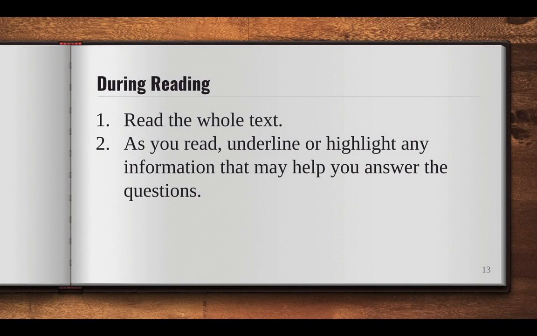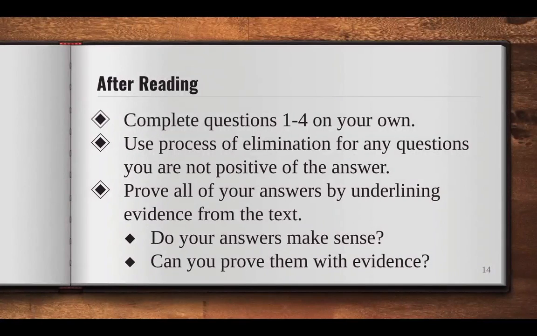Okay, hopefully you underlined or highlighted information as you read. Now I want you to complete questions 1 through 4 on your own. Push pause to do that and then come back. Okay, hopefully as you were doing questions 1 through 4, you used the process of elimination for any questions you are not positive on the answer. And make sure you can prove all of your answers by underlining the evidence in the text. If you can't underline the evidence in the text, then it's probably not the correct answer.